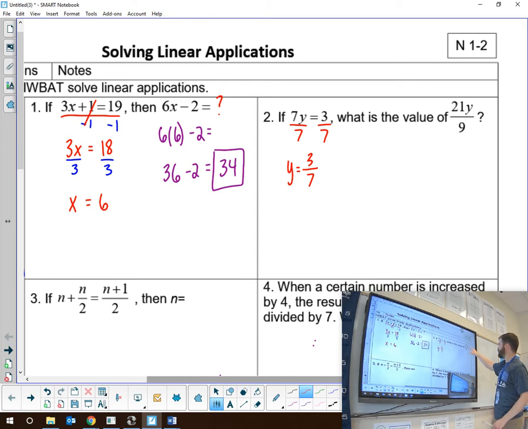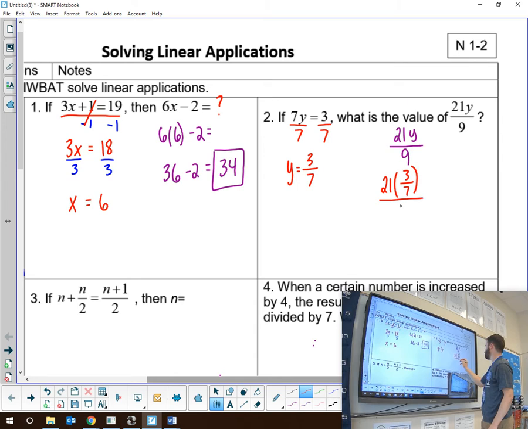So here I have this expression over here, 21y over 9. So I'm going to write it out. I'm going to write 21y over 9. All right, now here's the thing. I'm going to take this 3 over 7 because I know it equals y, and I'm going to plug it in for y there. So it's going to look like this. It's going to be 21 times, instead of having a y there, we're going to have 3 over 7, over 9.